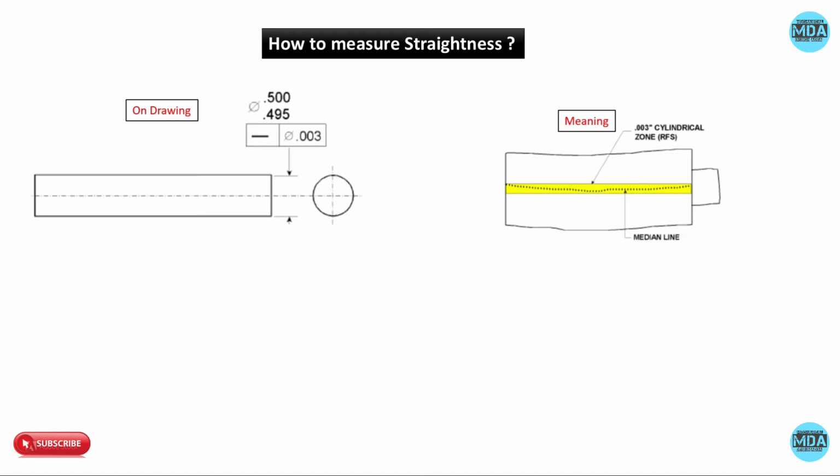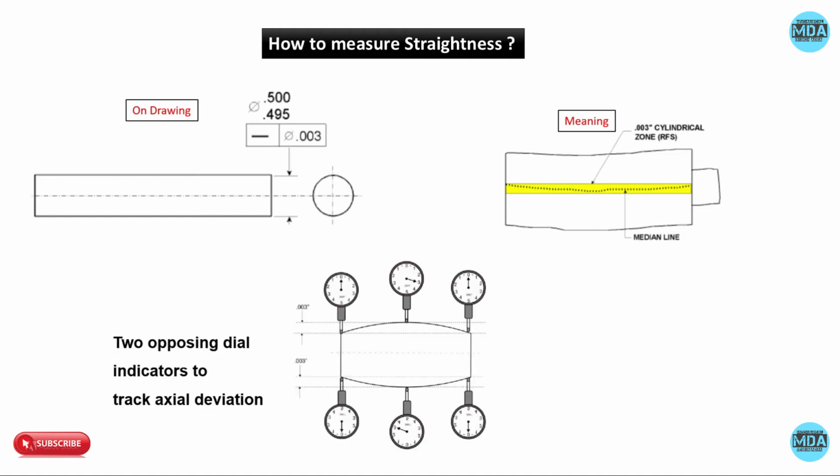It is a very difficult technique to measure the axis because the axis is an imaginary one. So for that we use two dial indicators to track the axial deviation. With two dial indicators, we can take the reading from both sides, so we will get the middle or the median points. From that we can check whether it is in the cylindrical tolerance zone or not. If it is in the cylindrical zone or the given limits, we can accept, or if it is out of limits, then we will reject the part.